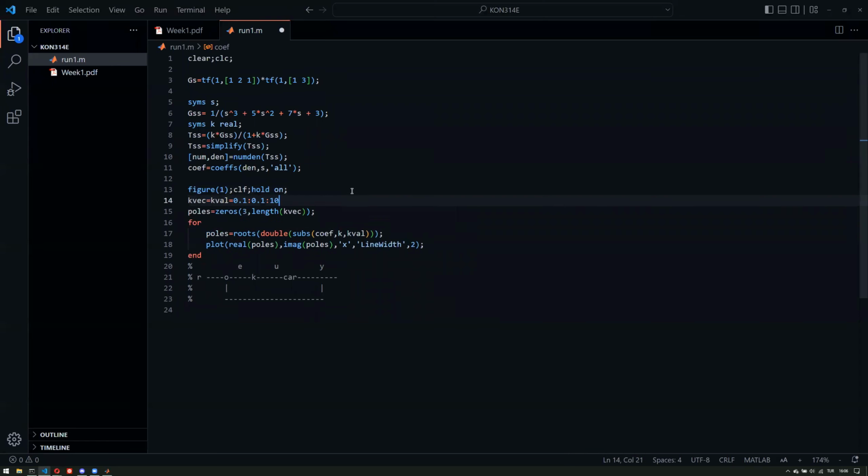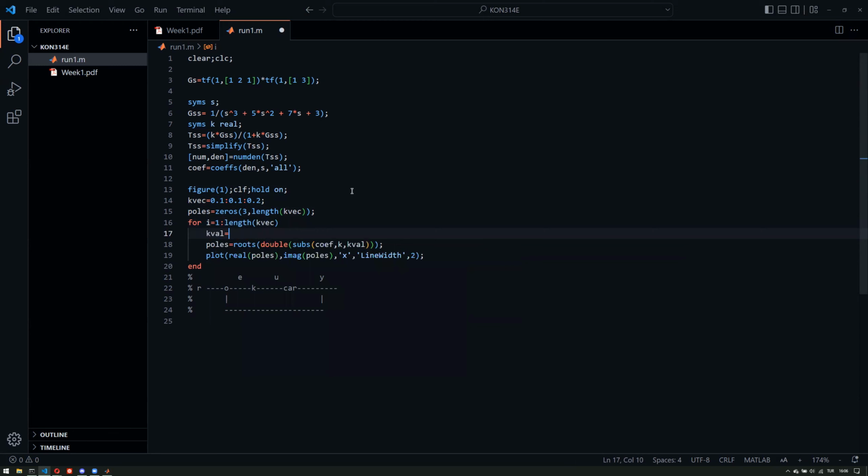So k vec equals this here. It'll take the length. Then we will have poles. Let me just shrink this again back to 0.2. And once we have done that, we'll just go through each k vector element. The k value will be the ith element of k vec. So I'm basically using the for loop now, not the for each loop. I'm looping through each element and taking the element for a certain cycle, plugging it in, and getting the values.